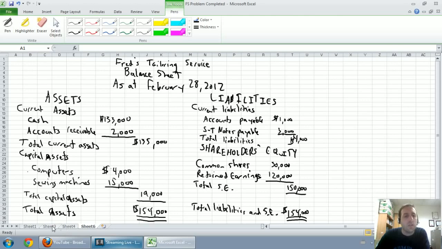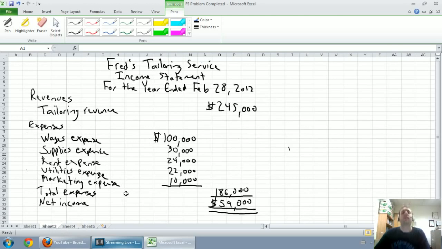Okay, let's do a bit of analysis. So again, the income statement tells us, did we make any money? And the answer is yeah. This company made 59 grand this year. This is the first place I look when I look at financial statements. Now you might say, oh, 59 grand, that's great. Well, we don't know if it's great. The only thing we know is they made $59,000 this year.